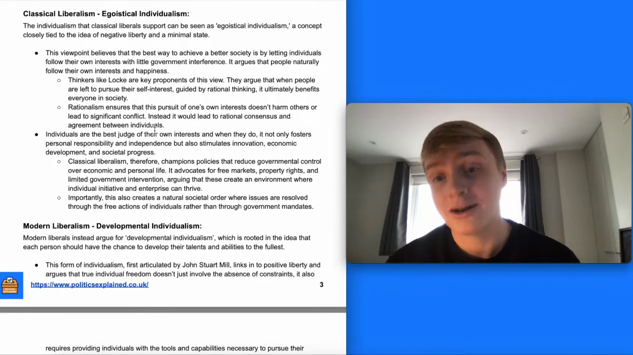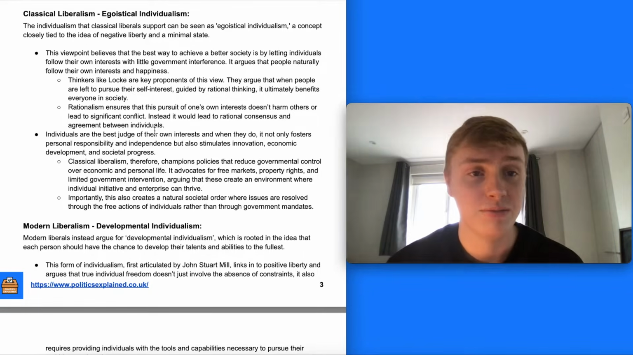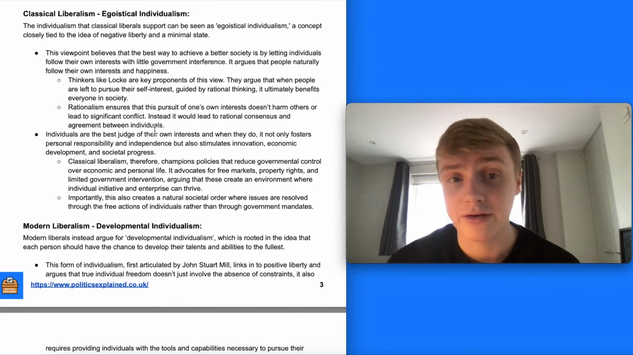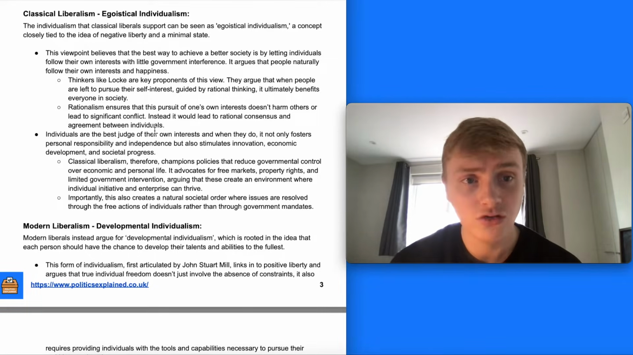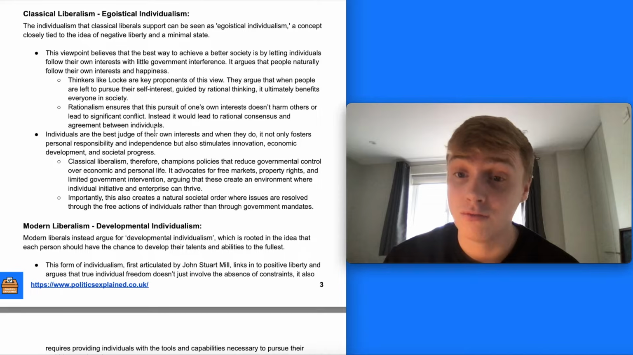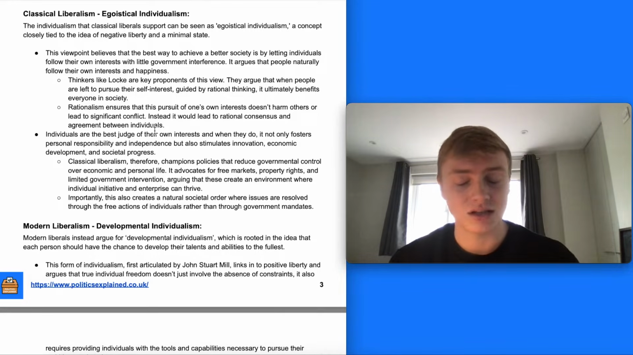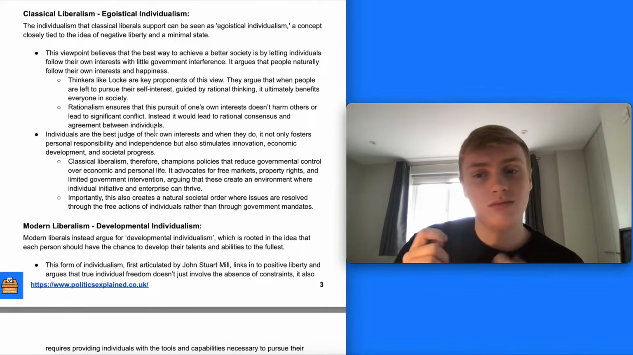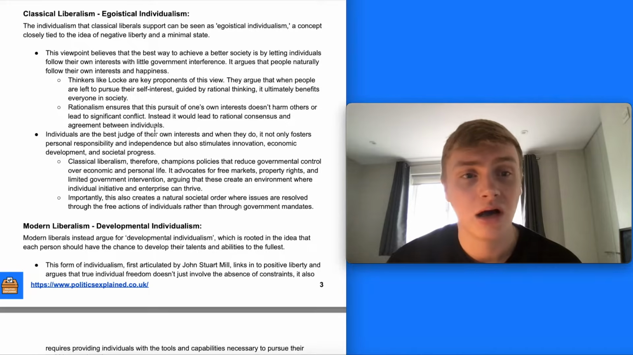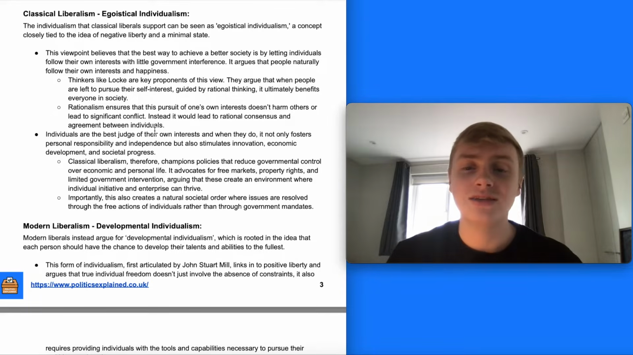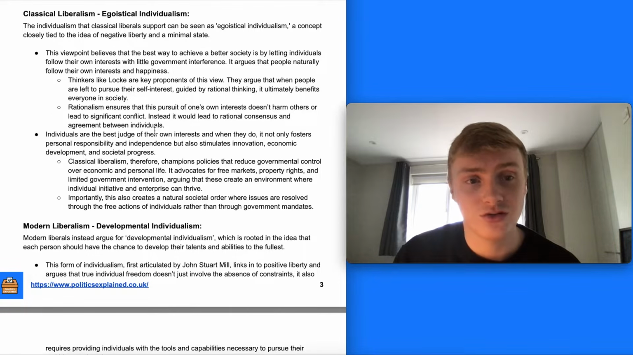It argues that people naturally are self-interested and follow their own interests and happiness. And thinkers like Locke are key proponents of this view. They argue that when people are left to pursue their self-interest, guided by rational thinking, it ultimately benefits everyone in society. So rationalism ensures that the pursuit of one's interest doesn't harm others and lead to significant conflict. So they don't see this promotion of egoistical individualism in society as threatening major societal conflict, as they believe it won't lead to one's interests harming others. Instead, it would lead to a rational consensus and agreement between individuals.